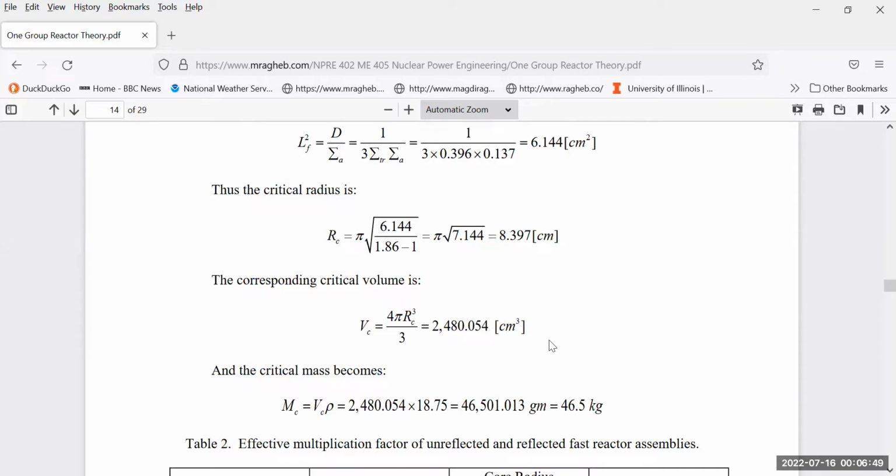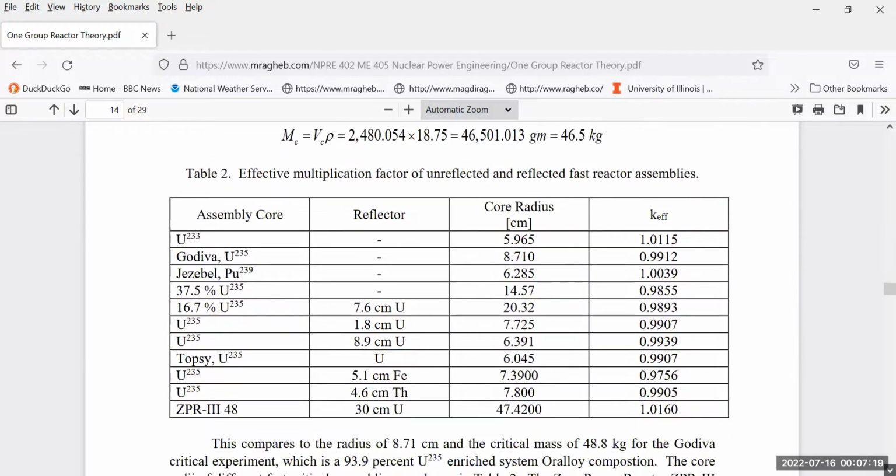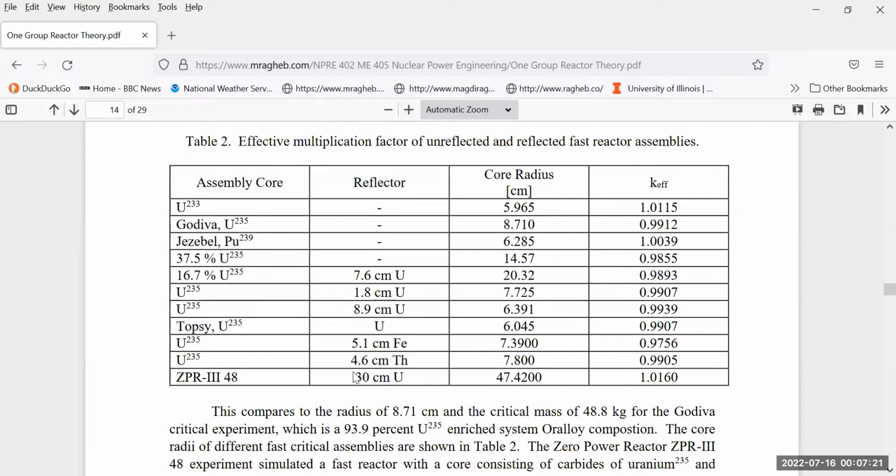And how much material do we need of that uranium-235 to reach a critical mass? We take that critical volume multiplied into the density, 18.75 gram per centimeter cube, and you get 46,500 grams, which is 46.5 kilogram of the material. Let us remember the radius here, 8.4 centimeters, and let us compare it to some actual experimental values here.